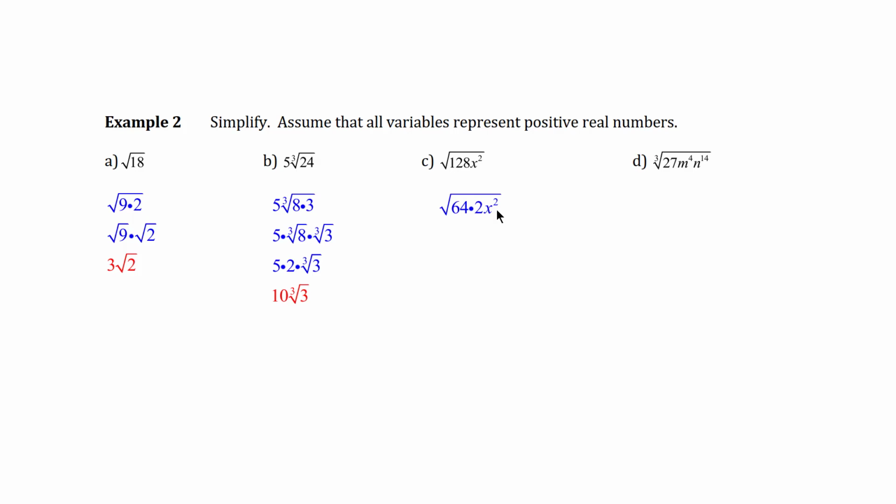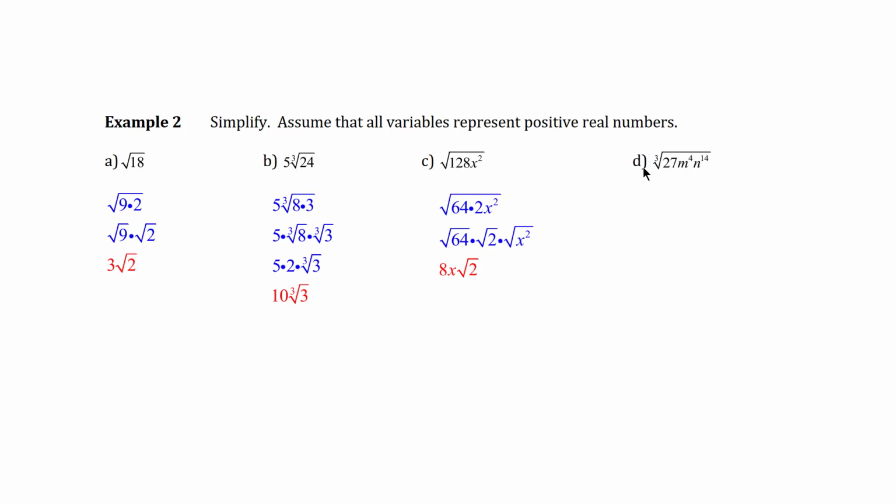Alright, so again, using the product rule, I could rewrite this as the square root of 64 times the square root of 2 times the square root of x squared. Next, we take the square root of 64, which is 8, the square root of x squared, which is x, and then we bring down the root 2. So our final answer is 8x root 2.